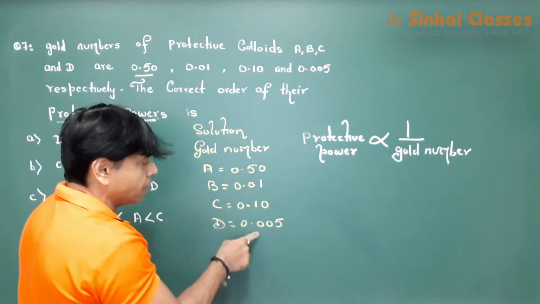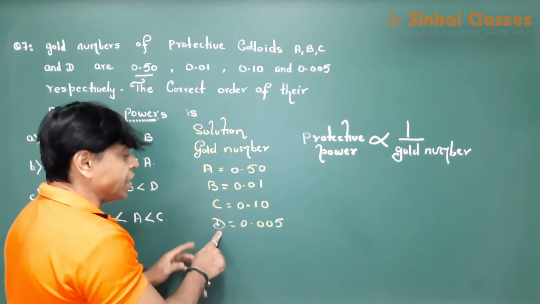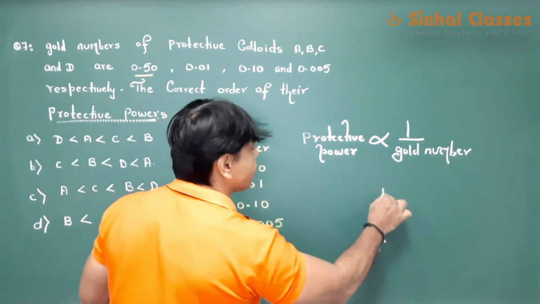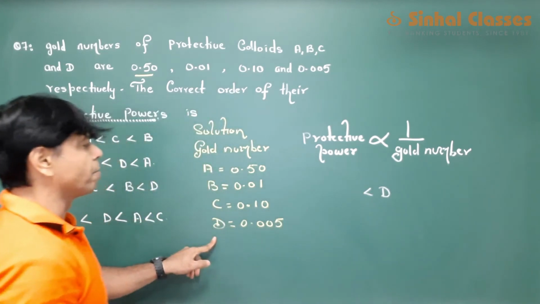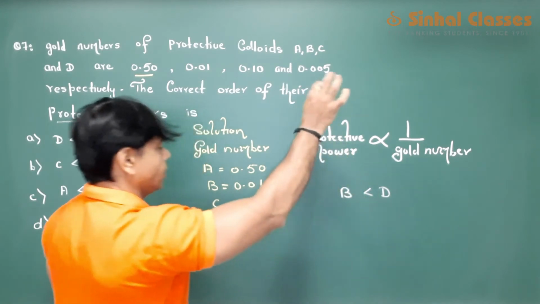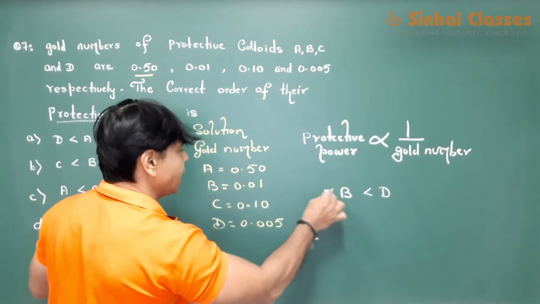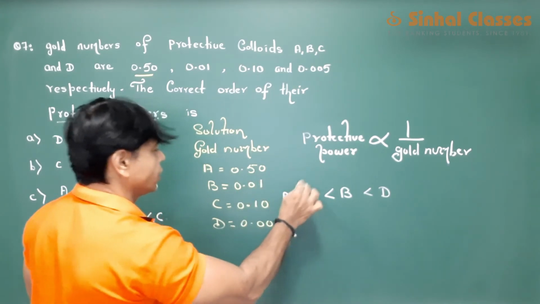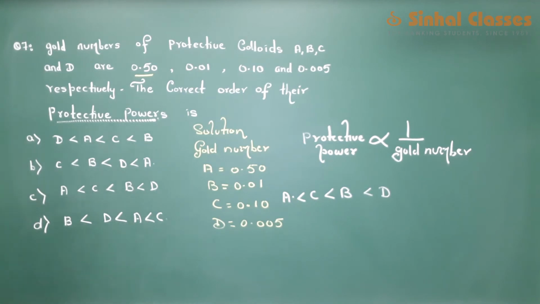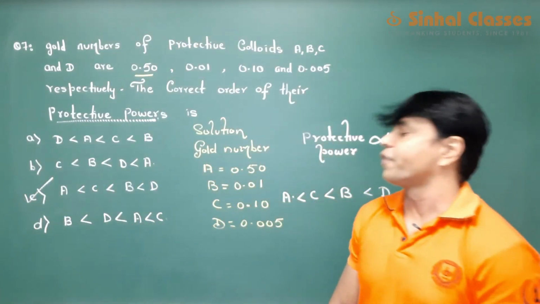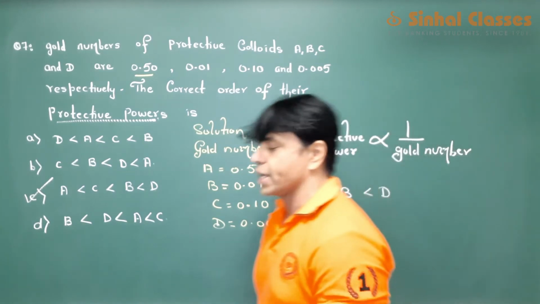So look at all of them and tell me, D has the least gold number, so highest protecting power. So D will be the highest, followed by B, then it will be C, and then it will be A. So your answer for this question will be C is the correct option. So for this question, C is the perfect answer. Okay, let's go for the next one.